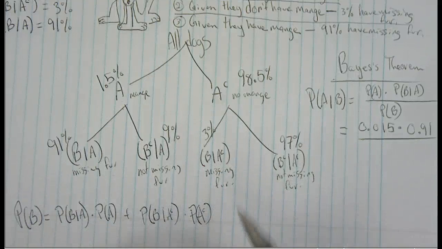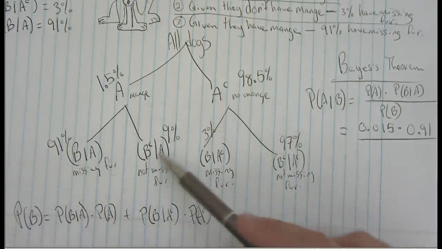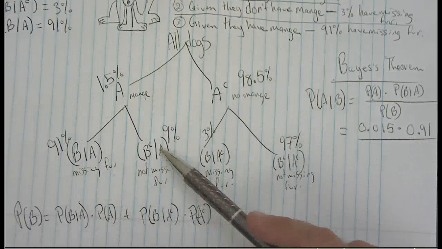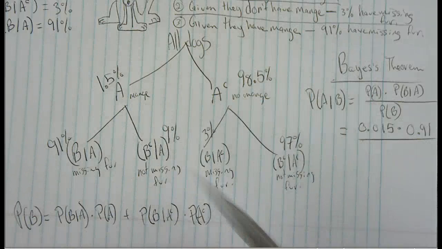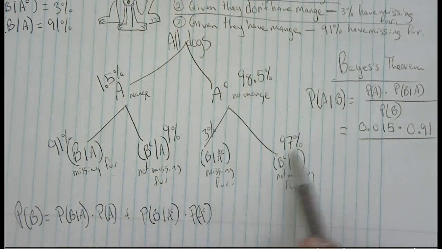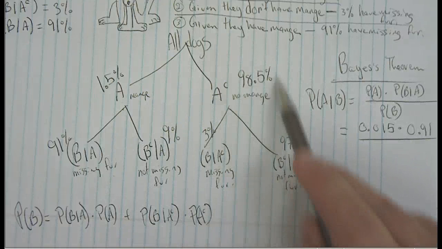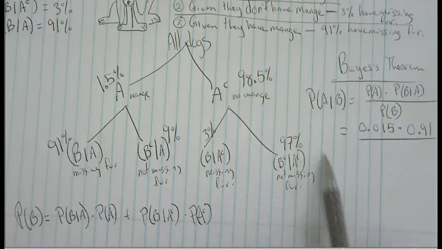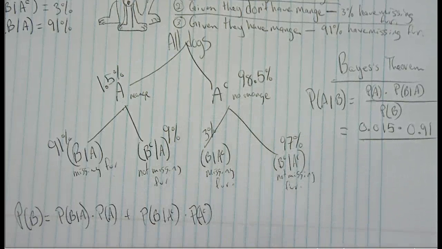So again, we're taking the mange and splitting them two ways, and these have to add up not to 1.5%, but to 100%, because they represent 100% of that 1.5%. And this has to add up to 100% because they represent 100% of that 98.5%. So these are all of them split two ways, 3% over here and 97% over here.